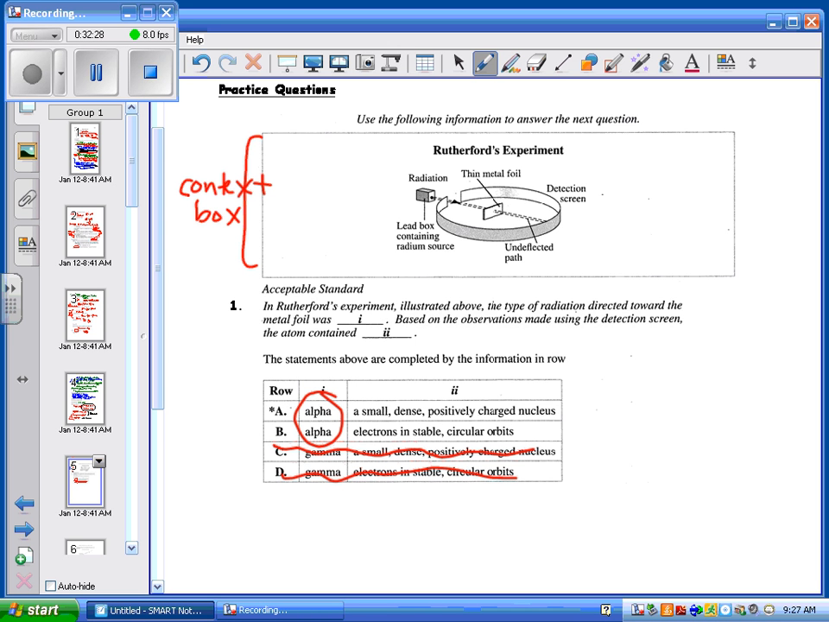Then the second part is based on what he actually discovered in his experiment. It's kind of cheating because the answer's there, but did he discover a small dense positively charged nucleus or electrons in stable circular orbits? Small dense positive nucleus, right? Who did this?